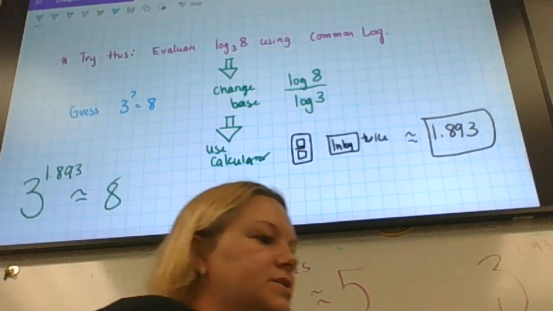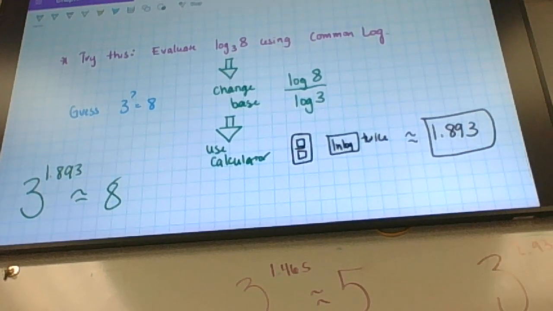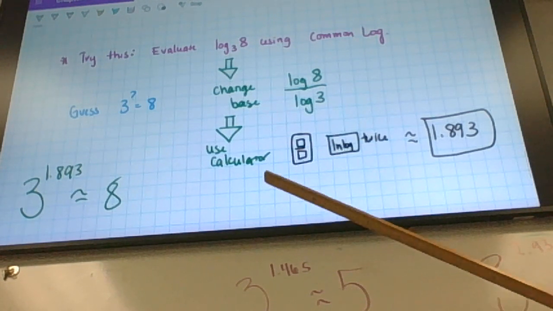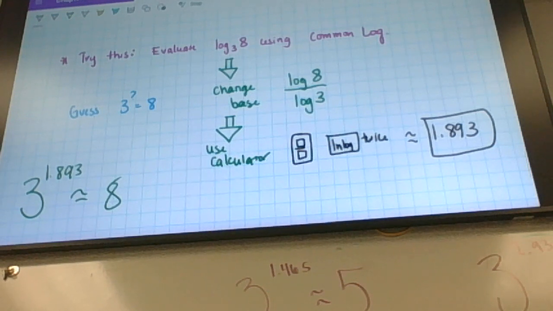Alright, any questions on how to get 1.893? You got it? Use your fraction button, you got it? Daniela, you got it? You did, and you didn't get it right? Okay. No big deal, no big deal.